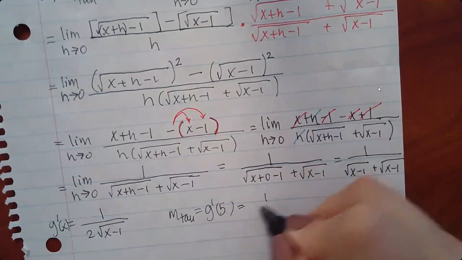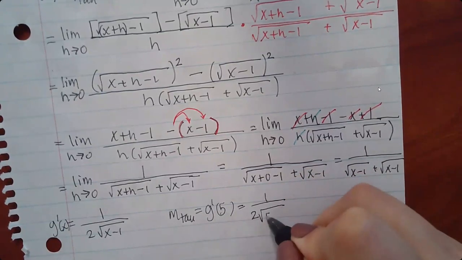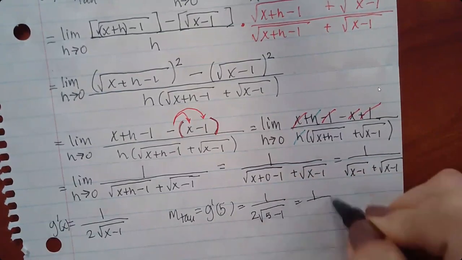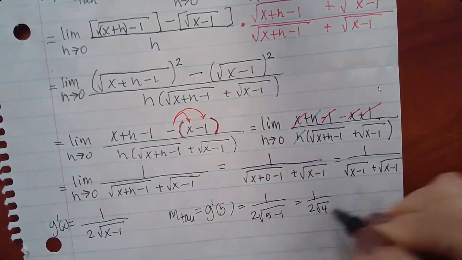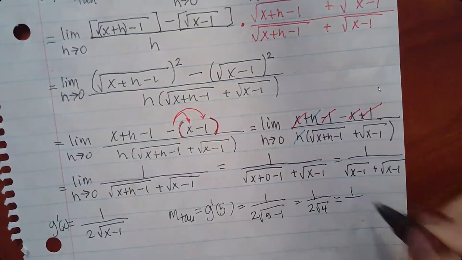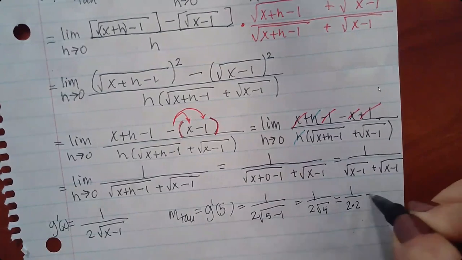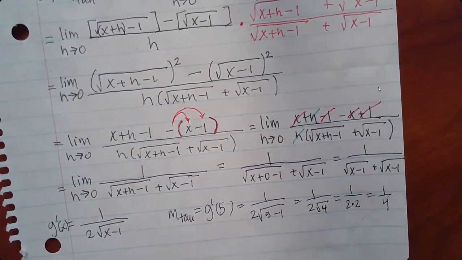So let's see what we get. 1/2, 5 minus 1. Which is the square root of 4. What's the square root of 4? So I have 1/2 times 2, which is 1/4.